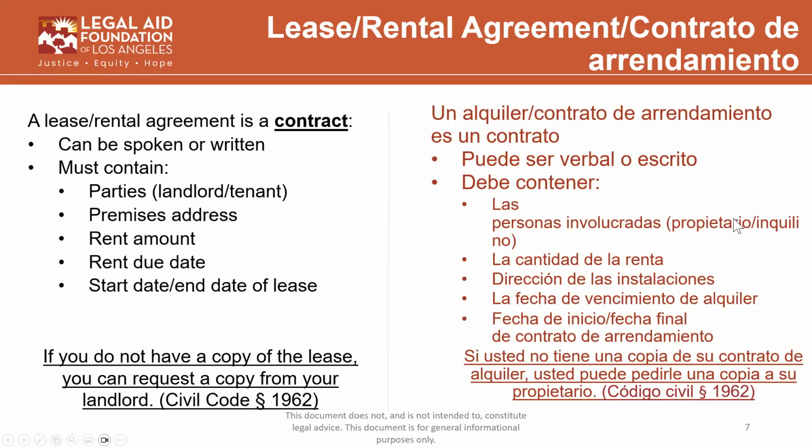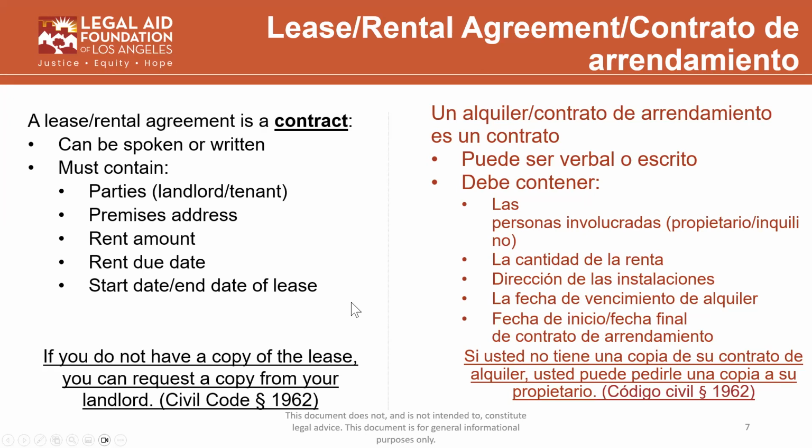To start us off, I want to talk about what forms the basis of your legal relationship with your landlord, and that is your lease agreement. A lease agreement is a contract, and a lease agreement can actually be spoken or written. For a number of reasons, having a written lease agreement is highly preferable. It protects you and it protects the landlord better. But an oral or verbal lease agreement is still an enforceable contract and you still have rights as a tenant, even if you only have a verbal lease.